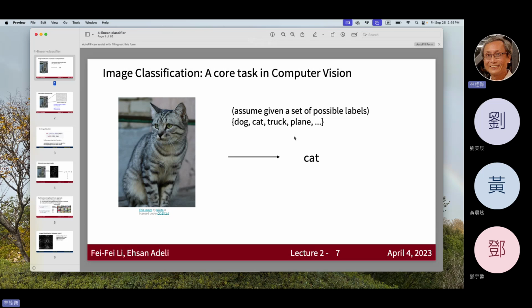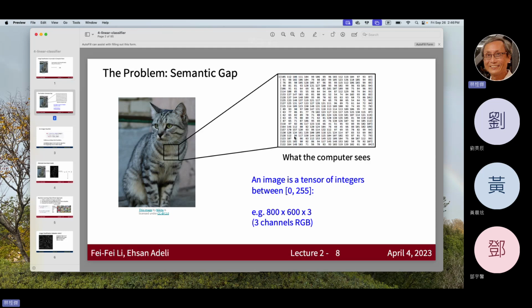The correct answer for the pictures will be from a set of possible labels, including dog, cat, truck, plane, and many other things. In this data set, depending on which generation of the data set, initially there were 10 different classes. They have a lot of pictures and different types of things, but your system should produce the answer to say this is a cat.